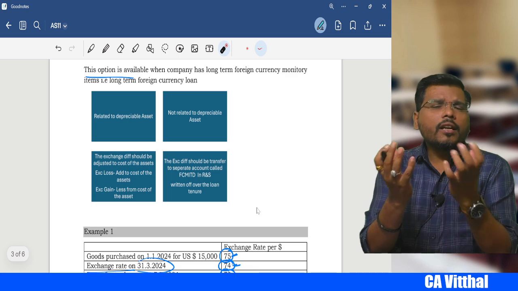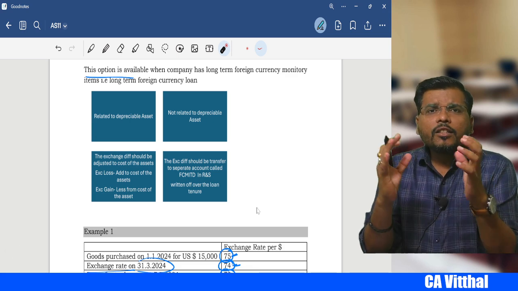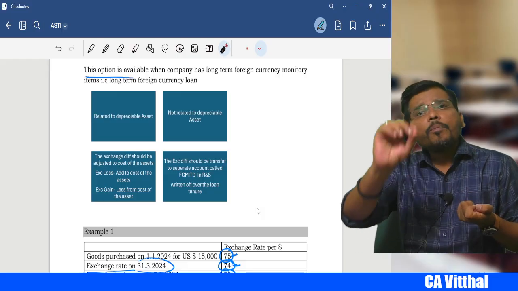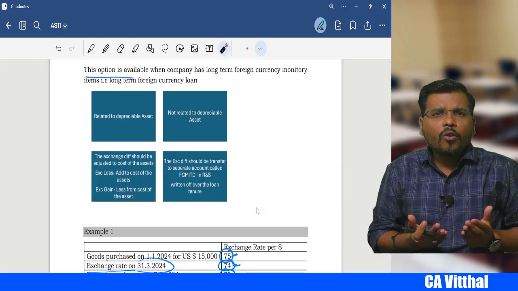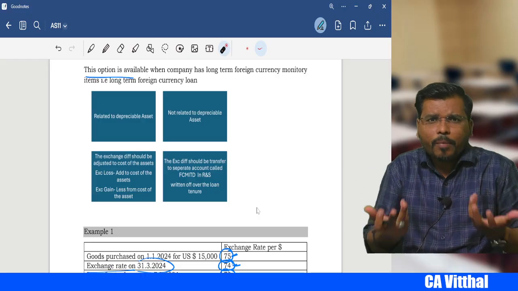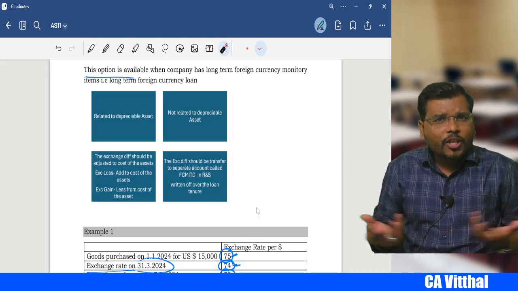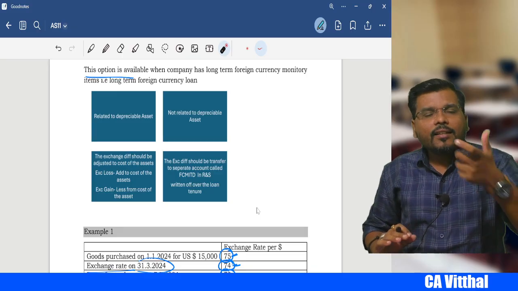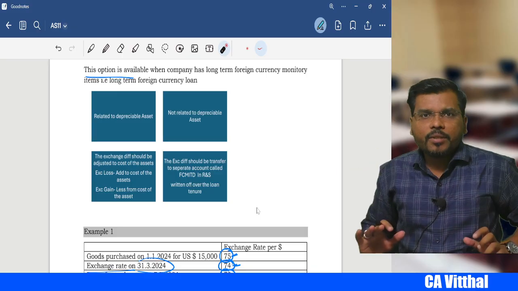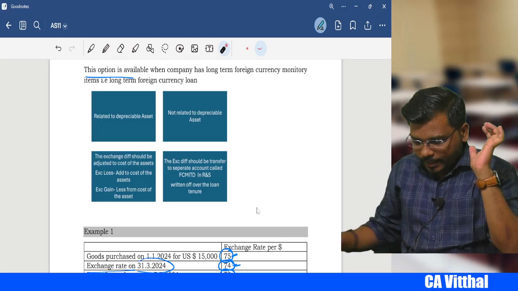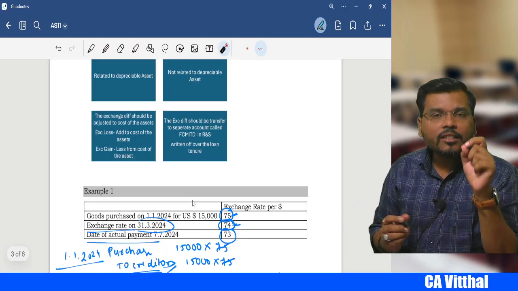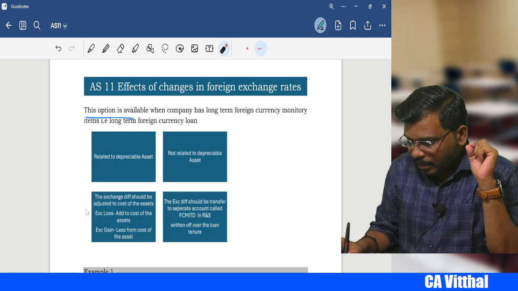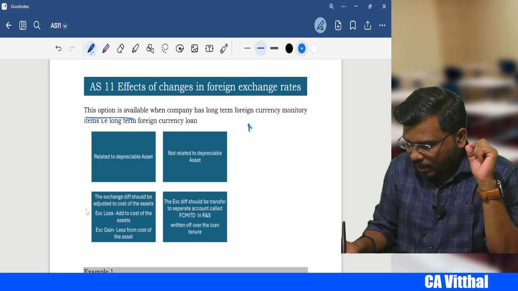Now, when you take a loan, like if you have taken the foreign currency loan, and that foreign currency loan you utilize for purchase of a depreciable asset, right? You have taken the loan for what? You have not taken the loan to do the party and all, right? To celebration and all. No, you have taken the foreign currency loan for what purpose? To purchase the asset. That asset can be depreciable or non-depreciable, right? If the asset is a depreciable asset, then what they said, if you have taken the foreign currency loan, right, this foreign currency loan is what? It is a monetary item, right? It is what, sir? Monetary item.